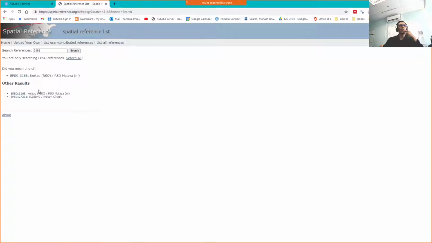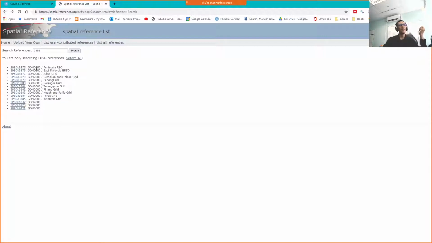This is Kertau. Just now, this is based on GDM. This is a new format for spatial data in Malaysia which the Jabatan Ukur dan Pemetaan is encouraging people to use. So that's another reason why it is quite baffling when we handle spatial data, because of so many coordinate reference systems.